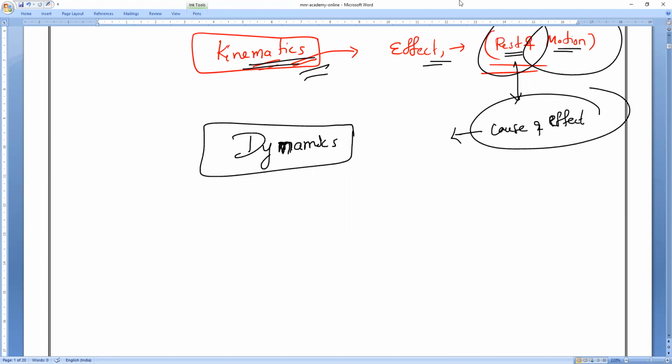Dynamics deals with who is making the body be in a state of rest, what is the effect on the body, why it is in a state of rest, what makes the body move, how the body is in uniform motion, how the body is said to be in uniform acceleration. Who is making it, that is what we call the cause. That is what we are going to study. That is what we call dynamics.